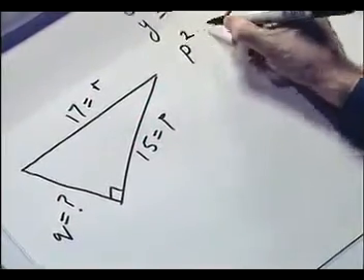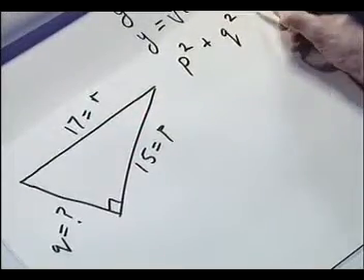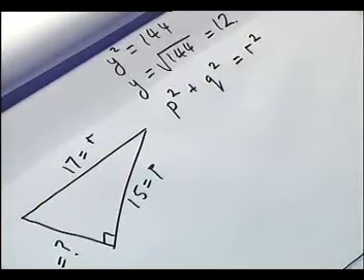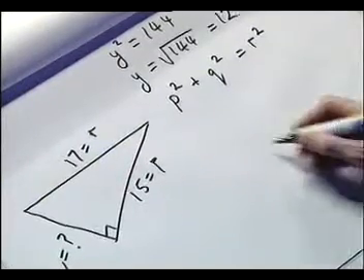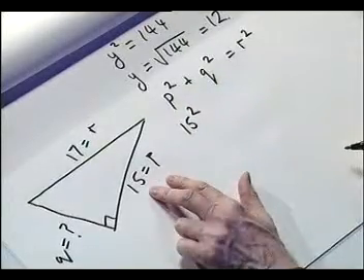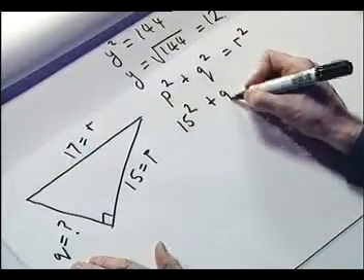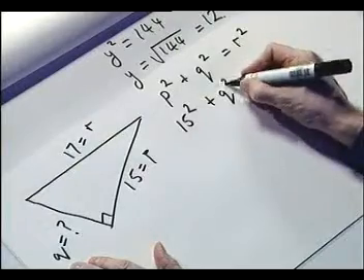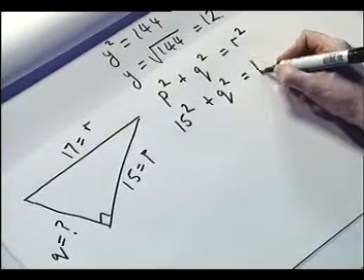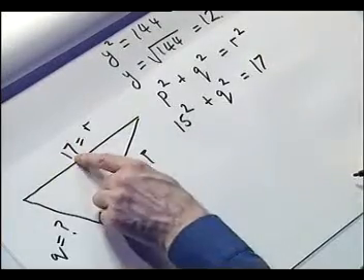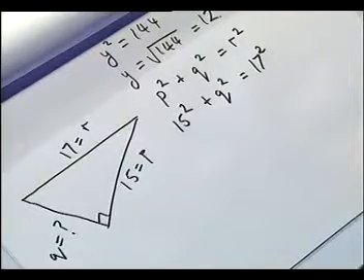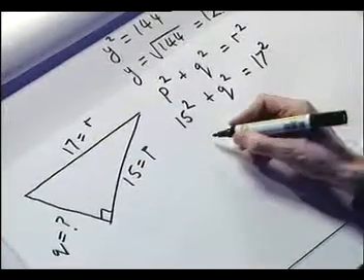P squared plus Q squared is equal to R squared. So let's substitute in our numbers. P squared, that's 15 squared. Q is what we're trying to find, so plus Q squared is equal to R squared, and R is 17. So we have 17 squared. Now we need some numbers.